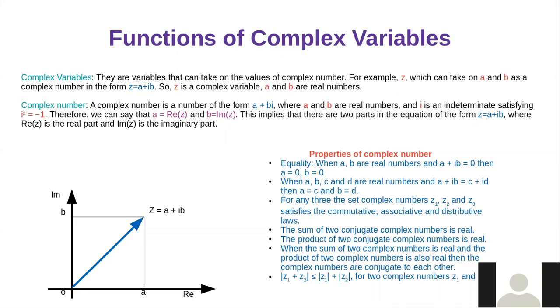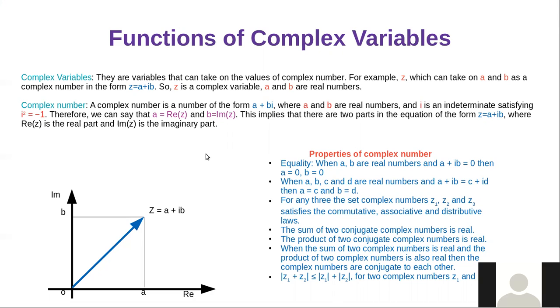So what we first need to look at is, what are complex variables? They are variables that can take on values of complex numbers. For example, z can take on a and b as a complex number in the form z equals a plus ib. So z here is referred to as a complex variable, while a and b are real numbers.